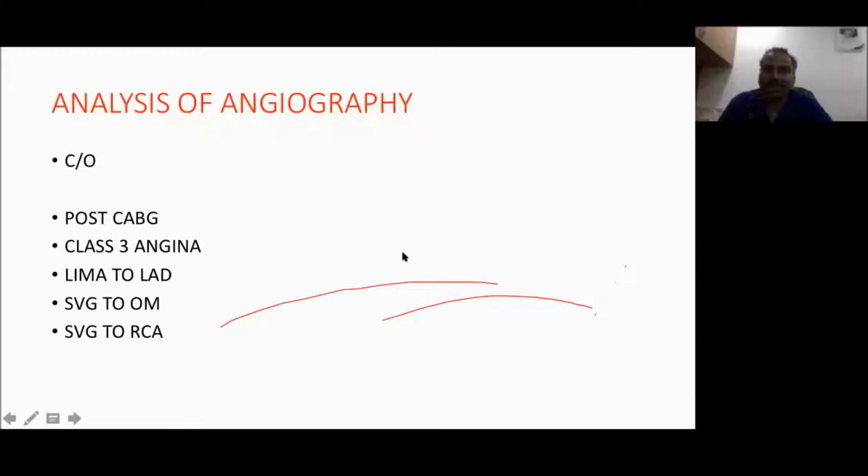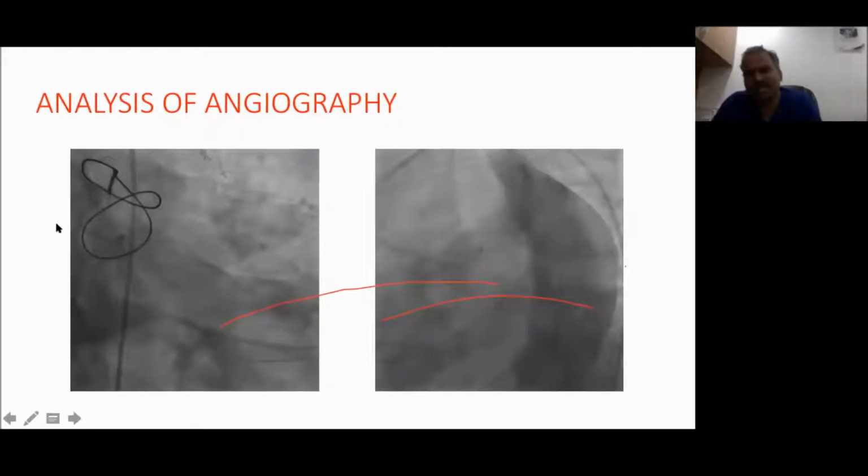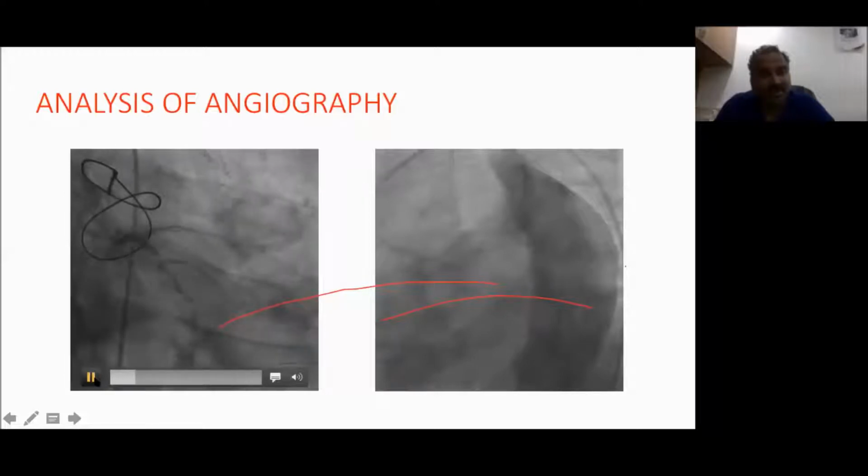So I'll show you another angiogram. I think this question was raised by our Anand in the beginning of our discussion. This is a patient post CABG, who came with class 3 angina. He had a LIMA to LAD, SVG to OM and SVG to RCA. The patient had a CT angio outside and came with the CT angio. I'll just show you the conventional angio and try to analyze.